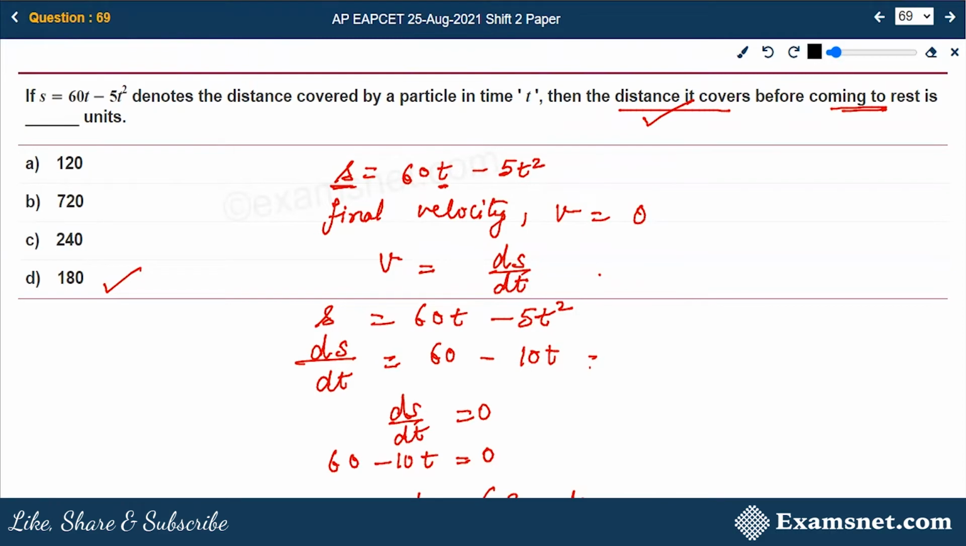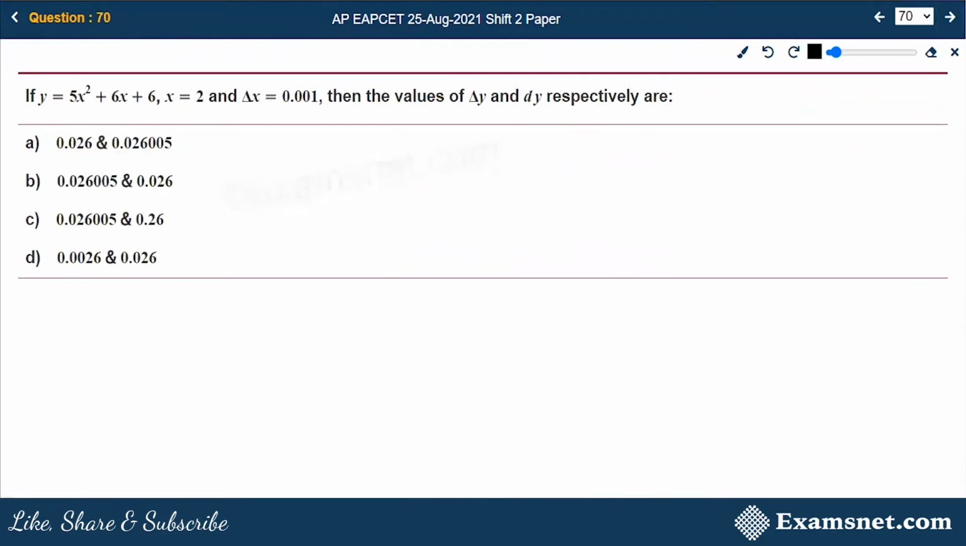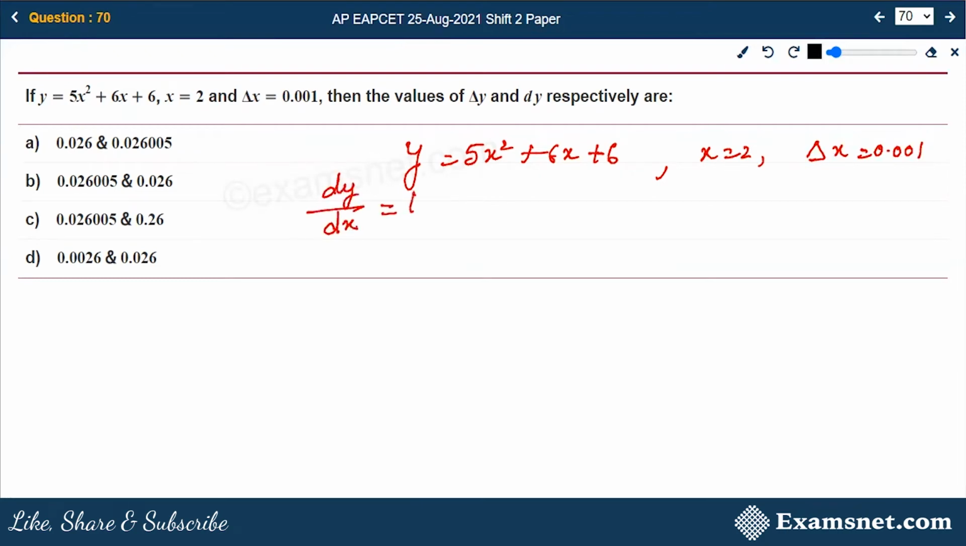Next question, question number 70. Y is equal to 5x square plus 6x plus 6. X is 2, delta x is 0.001. Then you have to find delta y and dy respectively. What you are given? Y is equal to 5x square plus 6x plus 6. Second thing, x is 2, delta x is 0.001. So the derivative of y with respect to x will be 10x plus 6.